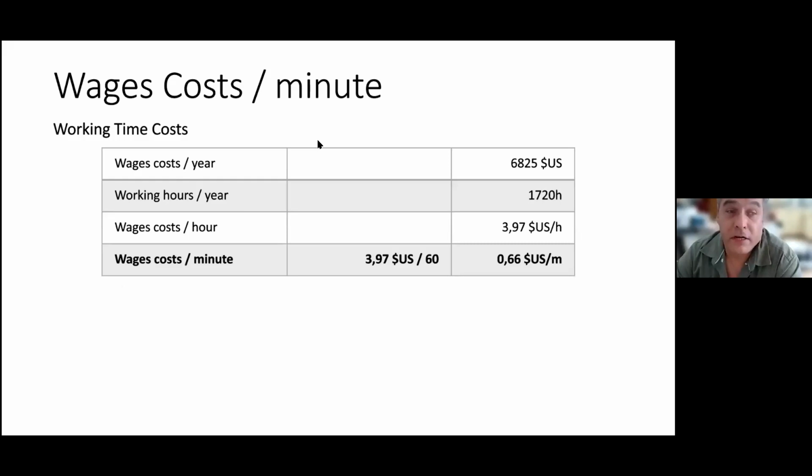So now we go down on the minutes. Working time per year: the cost of wages was $6,825. Working hours have been 1,720. It comes then per hour to 3.97, and per minute it will be 66 cents.